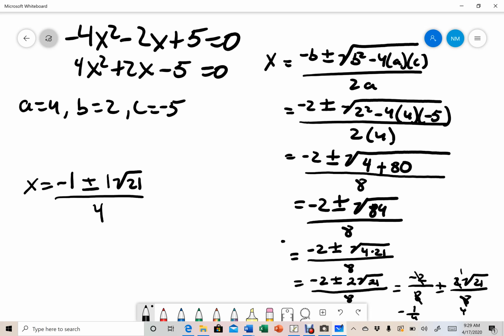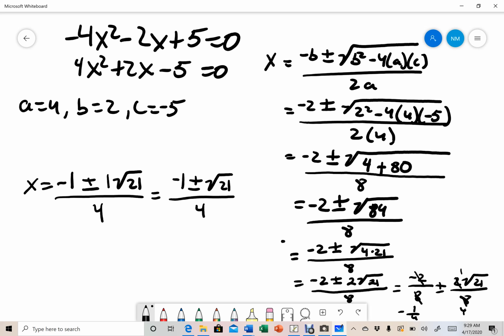So my negative 2 goes into 8, reduces down to negative 1 and negative 1/4, plus or minus, and then my 2 reduces down. So I've got 1/4 and 21. Okay, so here's where I'm at right now. Now, when I have a 1 outside of my radical sign, I technically don't need to write that 1 there. Okay, so basically I could write this as negative 1 plus or minus the square root of 21 over 4. Okay, so this here is my answer.